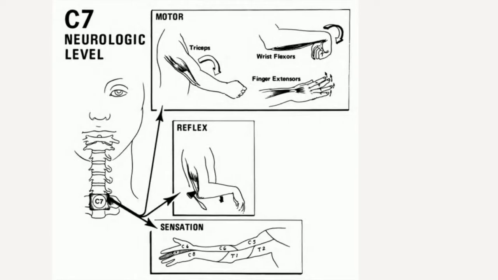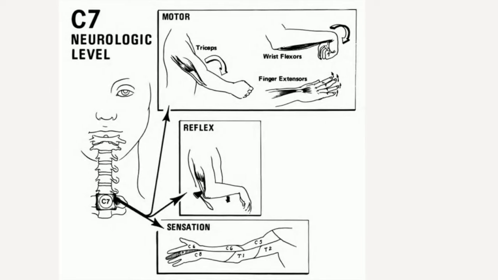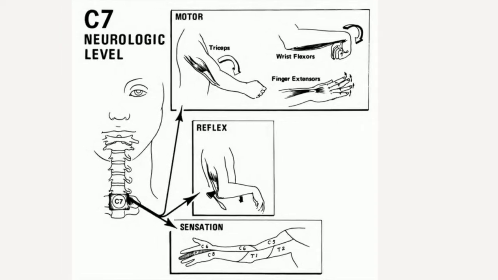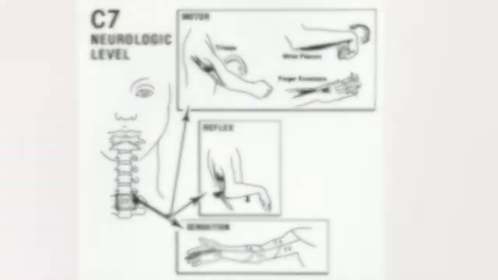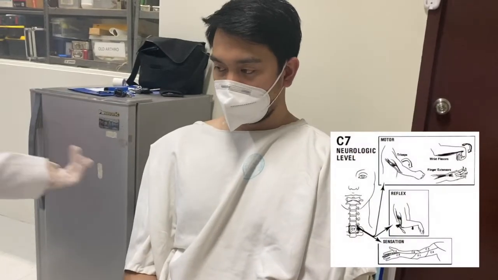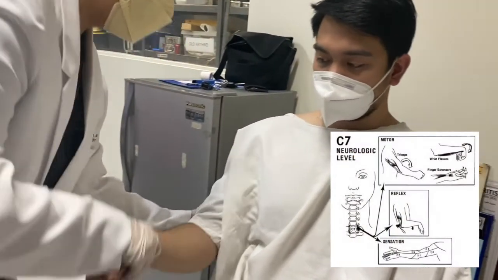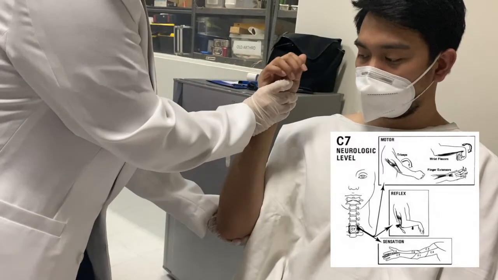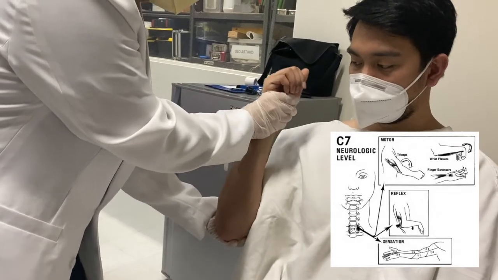Motor function of C7 is tested by the strength of the triceps and the flexors of the wrist. For this level, we test elbow extension and wrist flexion. To test elbow extension, place one hand on the elbow and grasp the patient's wrist with the other hand. The hand on the elbow fixes the arm during the exam. With the elbow fully flexed, instruct the patient to extend the arm against resistance.